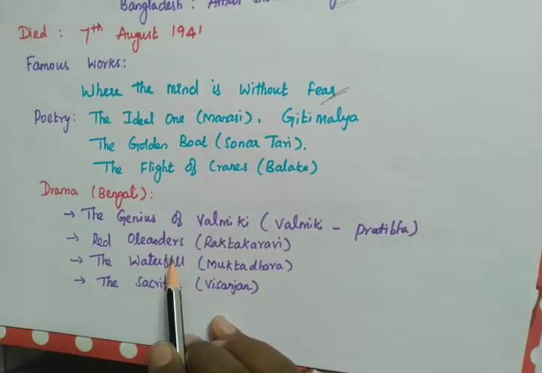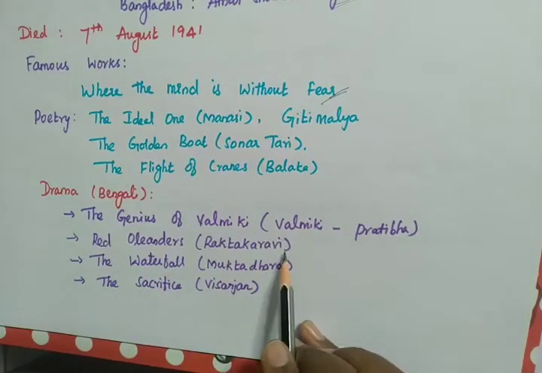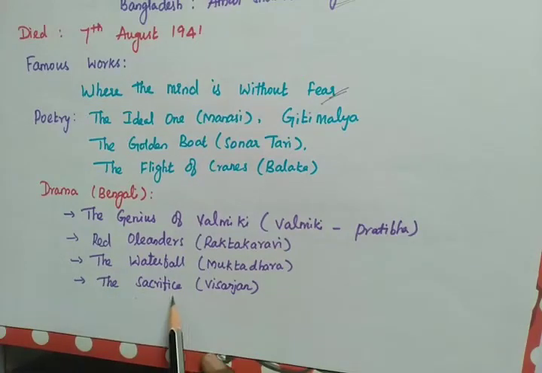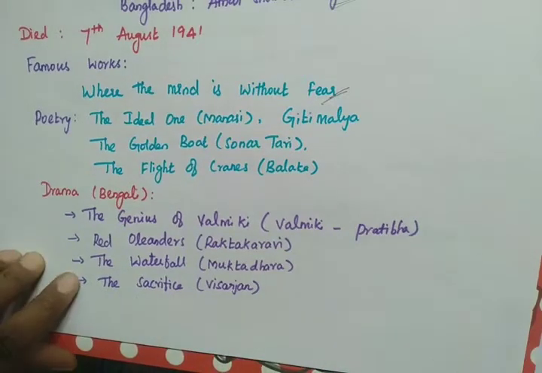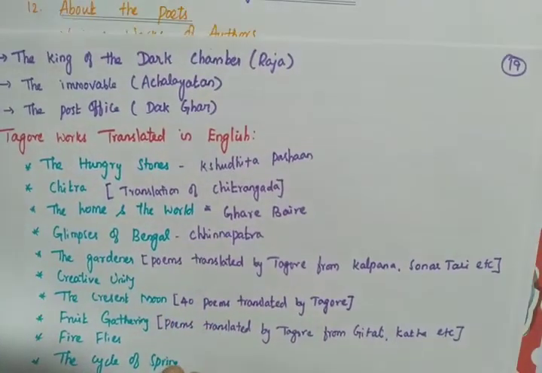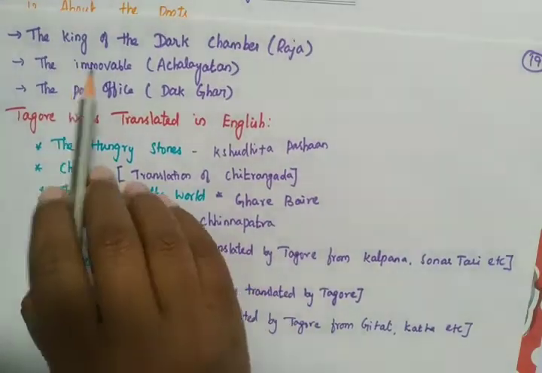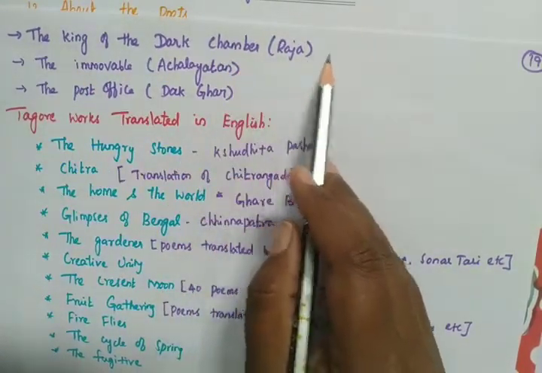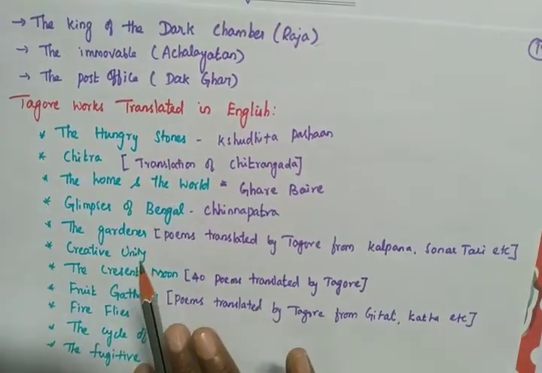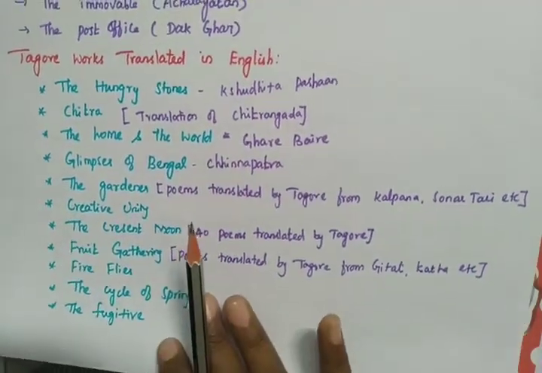Red Oleanders, that is Raktakaravi. The Waterfall, Muktadhara. Then The Sacrifice, Visarjan. Then The King of the Dark Chamber, Raja. The Immovable, The Post Office. So these are the famous dramas.